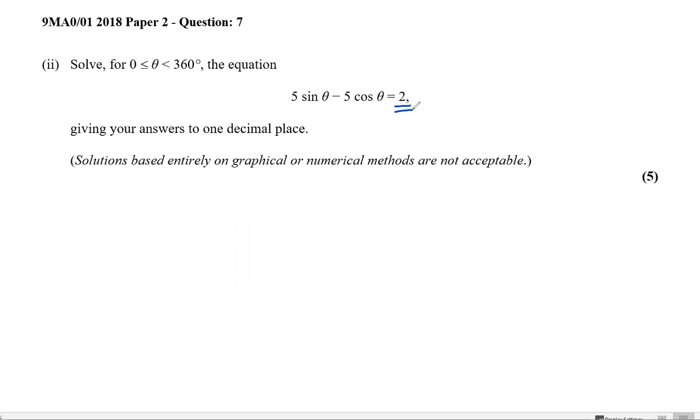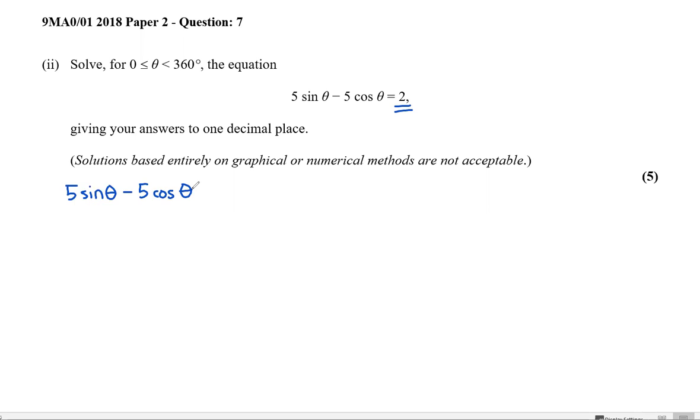If I subtracted 2 from both sides to create a 0, it wouldn't get me anywhere either, because I'd have that constant term spoiling things. So this is a problem. And if we look at the left-hand side of this, my only option really is to consider a harmonic function, because I've got terms containing sine and cosine. Now, what do I mean by that?